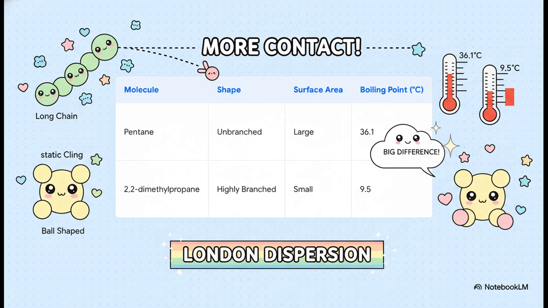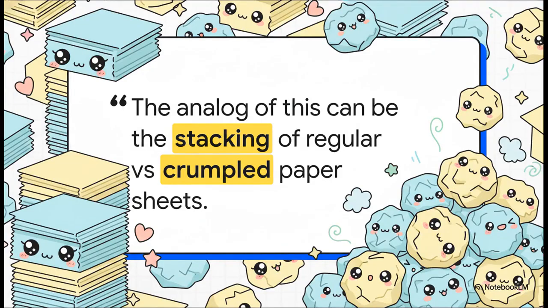The only force that really matters for both of these molecules is that weak London dispersion force. But look at the numbers. The long-chain pentane boils at 36.1 degrees Celsius, while the little compact ball boils at just 9.5 degrees. That is a huge difference. And it's all because that long chain has way more surface area, giving that static cling more places to grab on. This analogy just nails it.